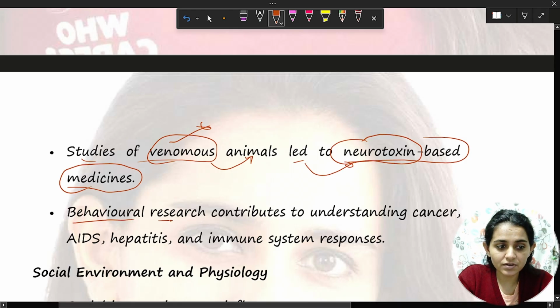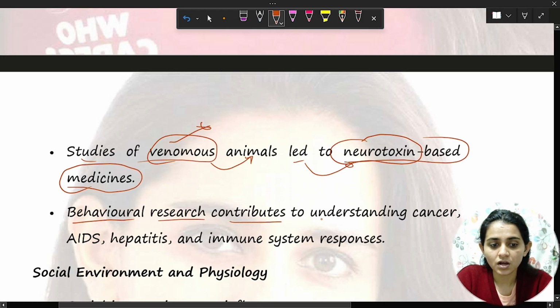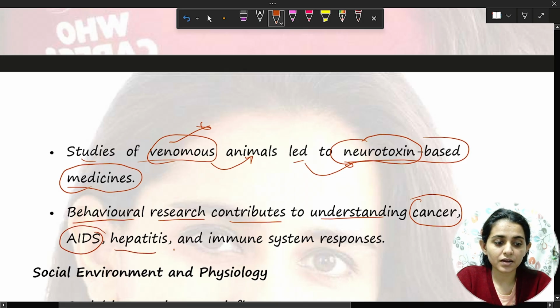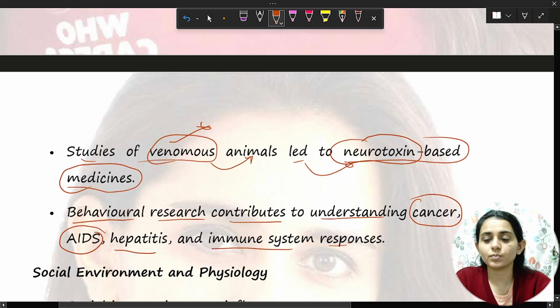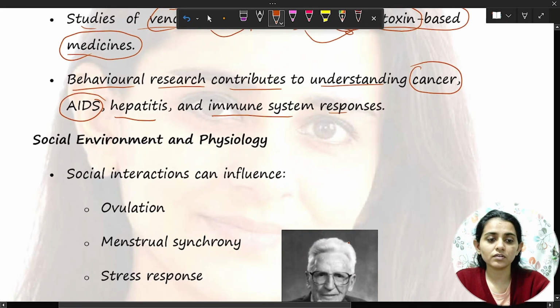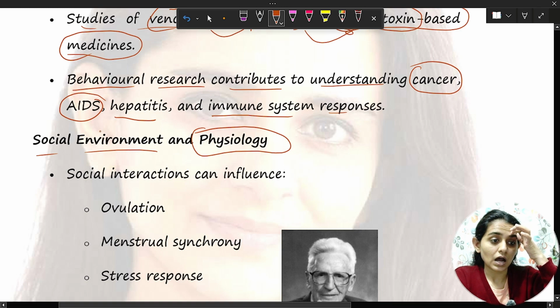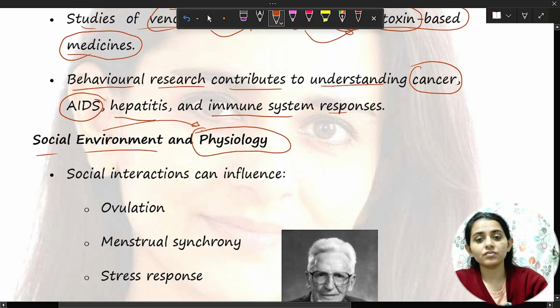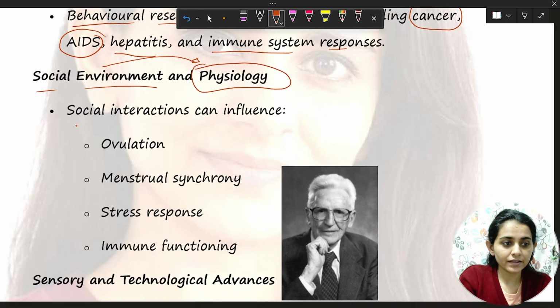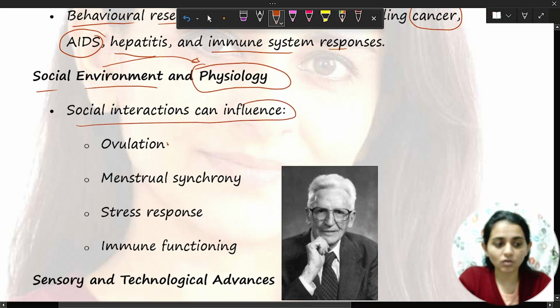Behavior research also contributes to understanding cancer, AIDS, hepatitis and immune system responses. It also helps in it. Social environment and physiology: how social environment links with physiology. Like social interaction can influence ovulation in a particular animal.